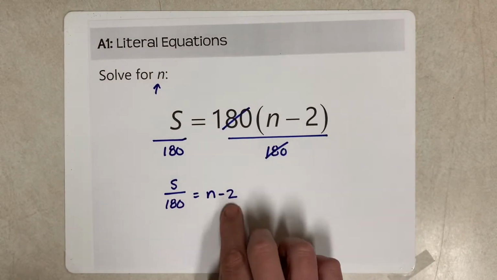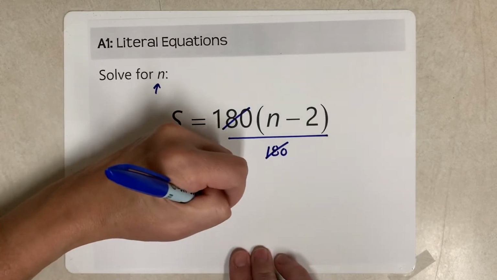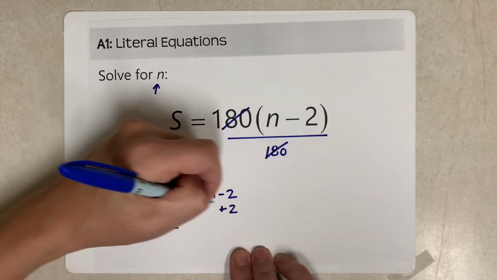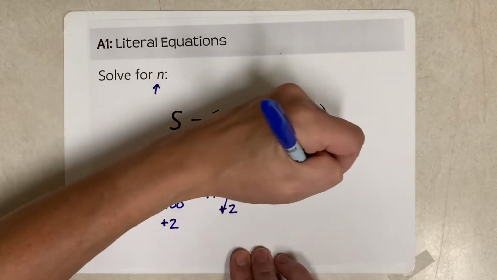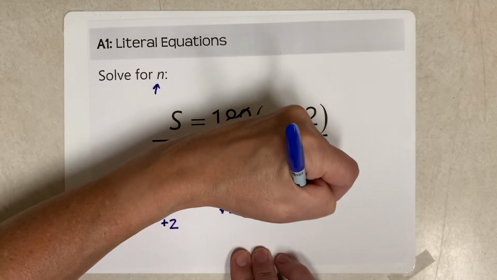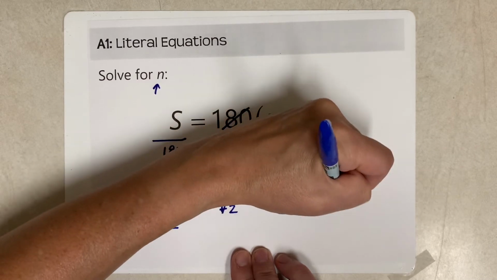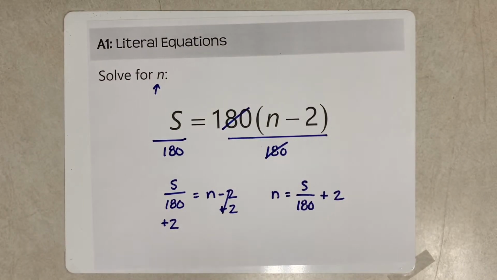Now I'm free to just add 2 to both sides. So when I do that, I'm going to get n is equal to s over 180 plus 2 at the end, like that. And now n is done, it's solved for n.